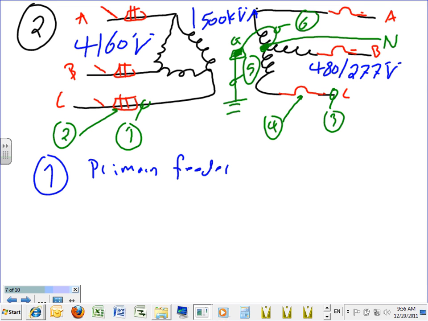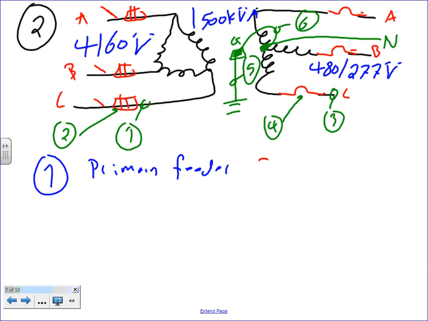Okay, let me give you the reference for this. This is high voltage. The primary is high voltage, completely different. The reference is 215.2, 215.2A, no, B.